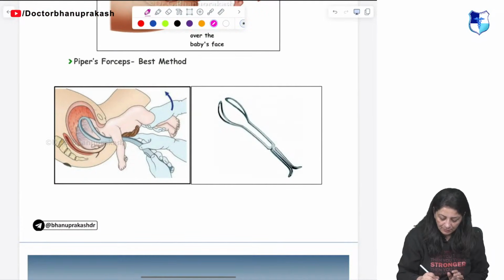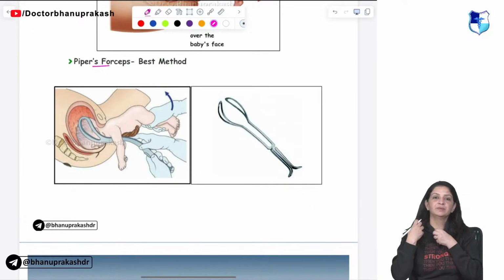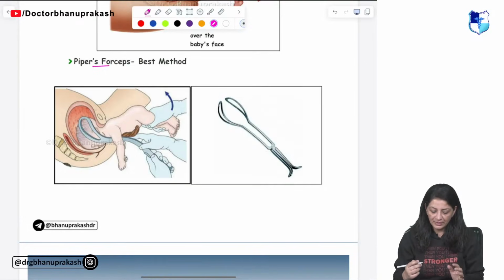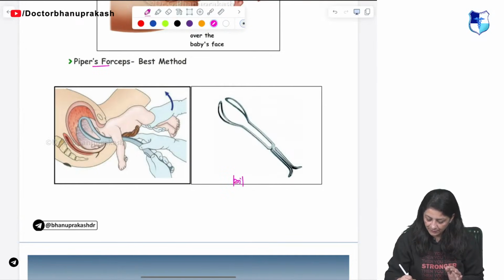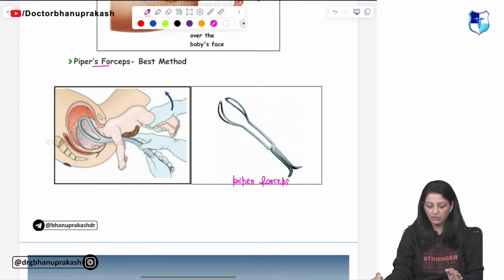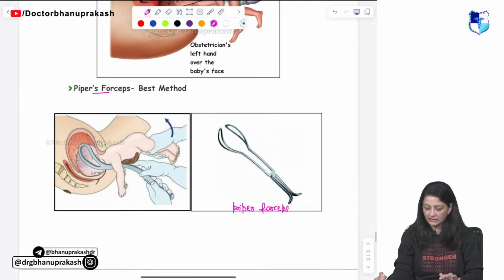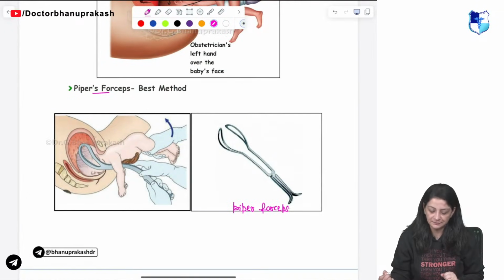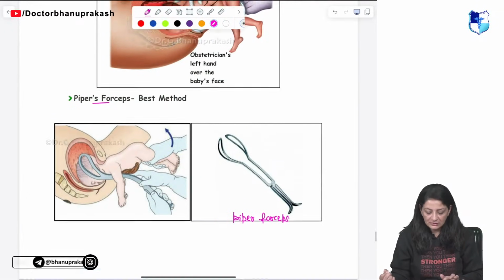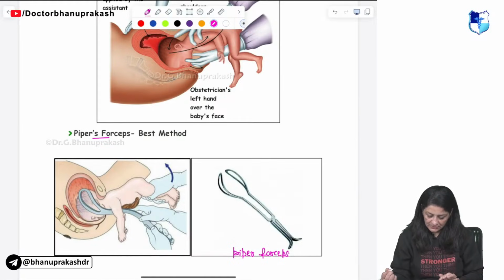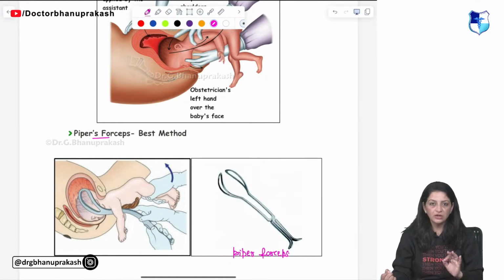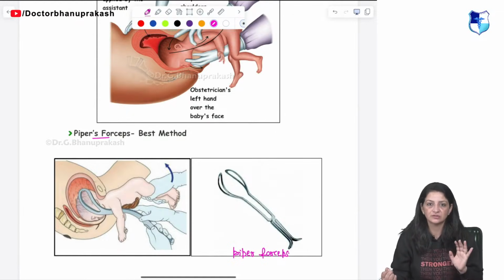Best method is Piper's forceps. This is the best and safest method. Piper's forceps is for the delivery of the fetal head. So clear to all of you? Just remember the names and mnemonics. Piper's forceps is only used for delivery of the fetal head in breech presentation.